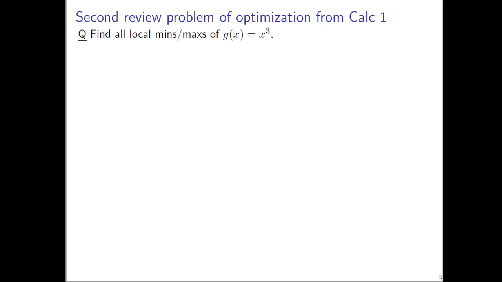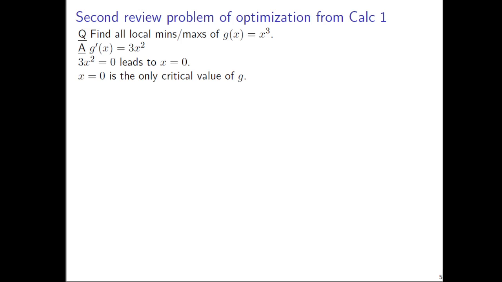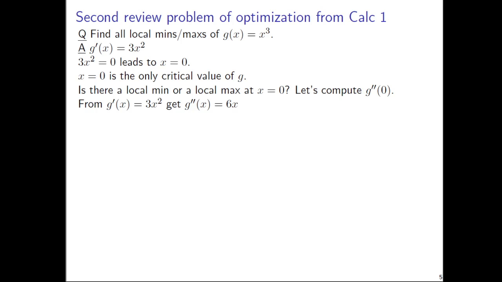So let's do a second review problem of optimization from Calc 1, because it's going to illustrate an important idea. Find all local mins and maxes of a new function, g of x equals x cubed. So we take the derivative and set it equal to 0. When we set 3x squared equal to 0, the only solution we get is x equal to 0. That's the only critical value. And then is there a local min or local max? Well, let's compute the second derivative. Starting from g prime of x is 3x squared, g double prime of x is equal to 6x.